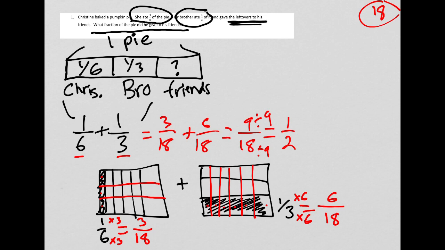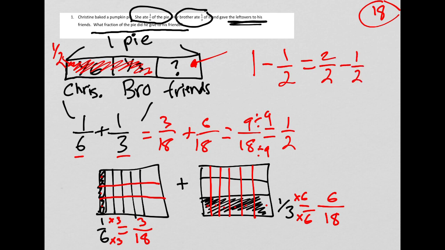If they ate 1/2, if this right here is equal to 1/2, I can figure out what's left over, because if they ate half, I should have a half left. But I can do that mathematically because I have one pie and I'm doing 1 minus 1/2. Well, I can rewrite 1 as 2/2. So 2/2 minus 1/2 does give me 1/2.